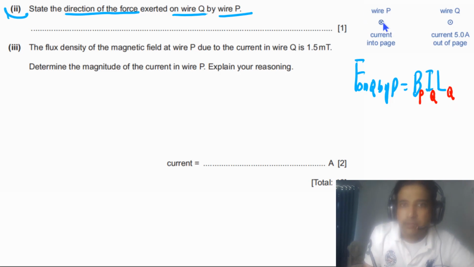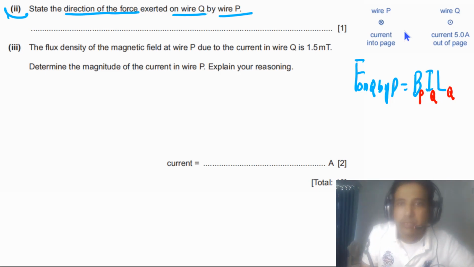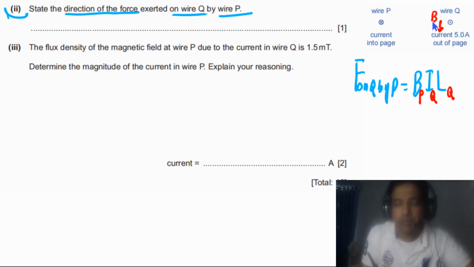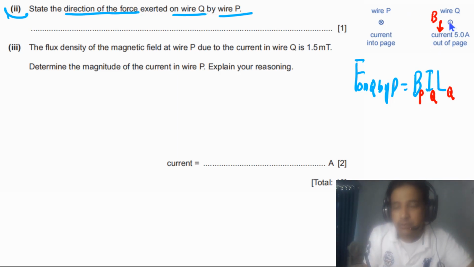Now if you look at wire P, current for wire P is given, that is into the page. So the magnetic field at this point due to P, this will be downward. So this is the magnetic field. You can use your right hand. If you curl your fingers, you will see the magnetic field at this point is down, and current in this wire is out of the page.